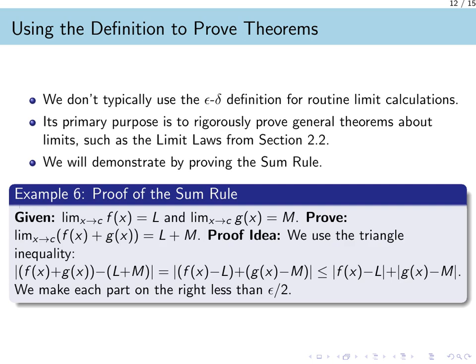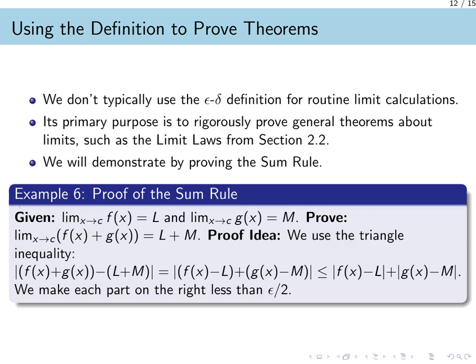The main reason we have the formal epsilon delta definition is not for calculating specific limits, but for rigorously proving the general limit laws we rely on. I'll now demonstrate this by outlining the proof for the sum rule, which says the limit of a sum is the sum of the individual limits.